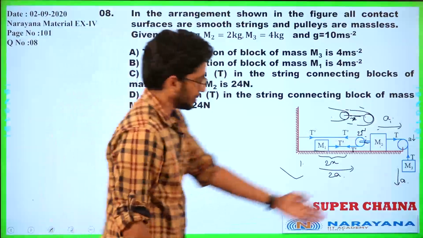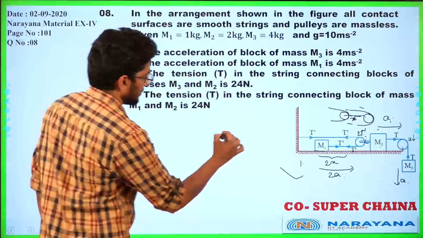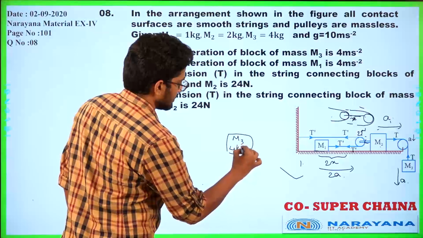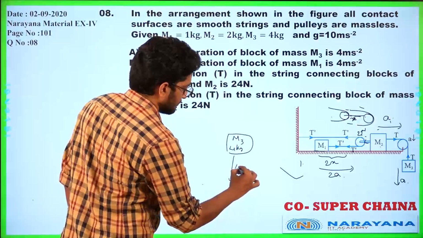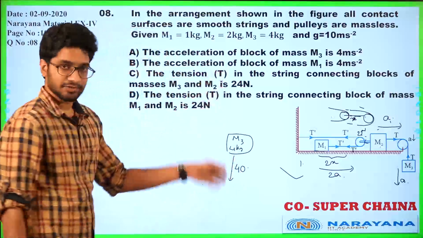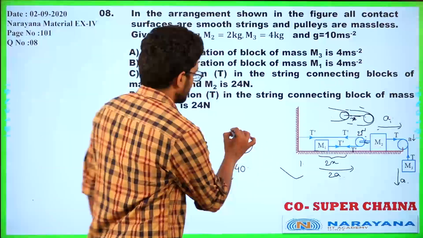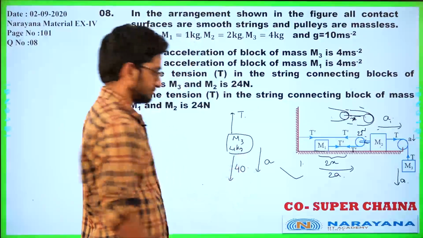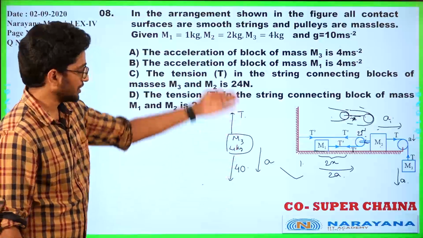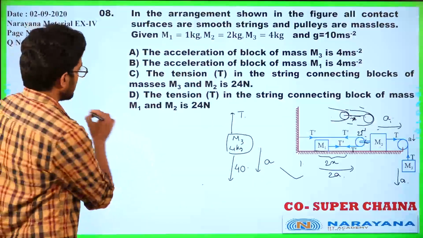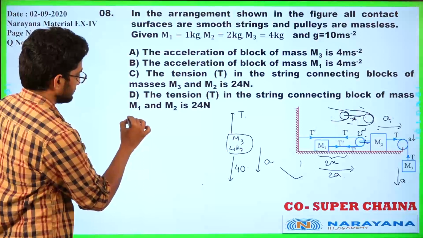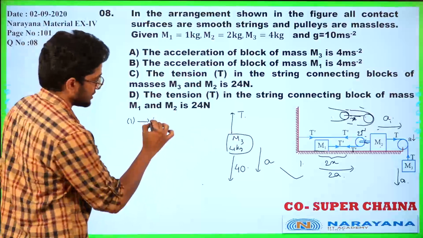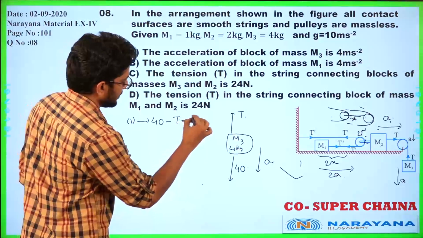So first let's take the free body diagram of M3. M3 is of mass 4 kgs. What are the forces acting on it? Its own weight, 4 into g, 40 newtons is acting, g is 10. So 40 newtons is acting downwards, tension is acting in the upward direction, and it has an acceleration a downwards, right? So what's the force equation? Net force, 40 minus T is M into a. So here I get the first equation: 40 minus T is equal to M into a, 4 into a.